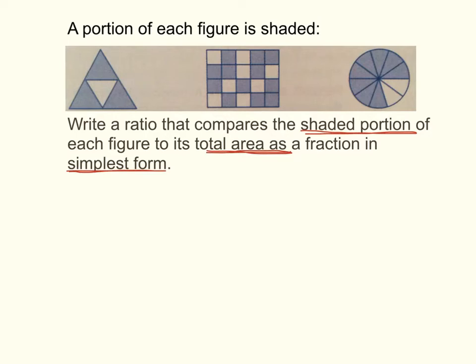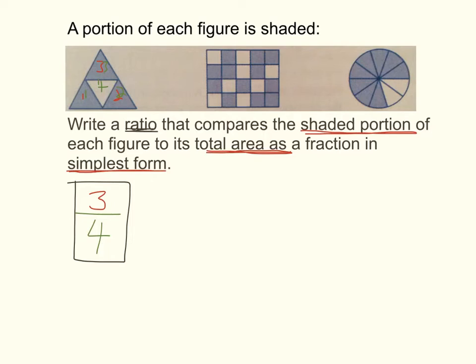So for our first shape, the triangle, we have 1, 2, 3 shaded areas, and 1, 2, 3, 4 total areas. Can we simplify this fraction anymore? We can't. So that is the ratio of the shaded area to the total area in simplest form.